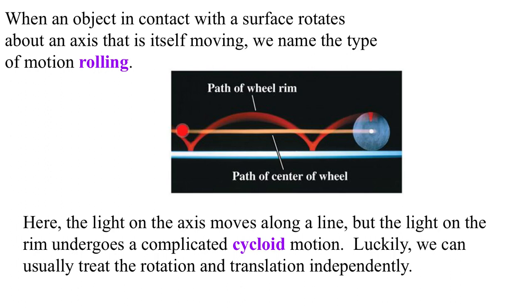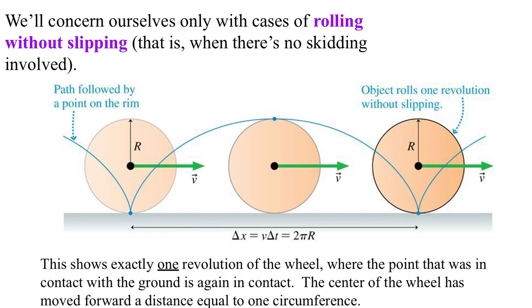The motion of the cycloid is really remarkably complicated. There's some, I guess, relatively decent math that goes with it, but it's certainly not fun. Luckily, we can treat the rotation and the translation independently most of the time. We'll be concerning ourselves only with the cases of so-called rolling without slipping. That's when there's no skidding involved. We'll sit on what that ends up meaning later.